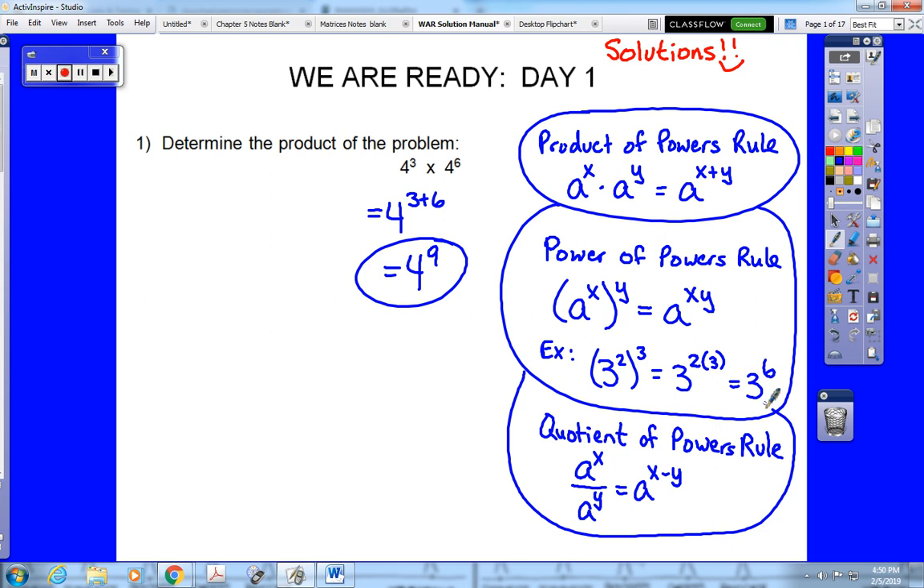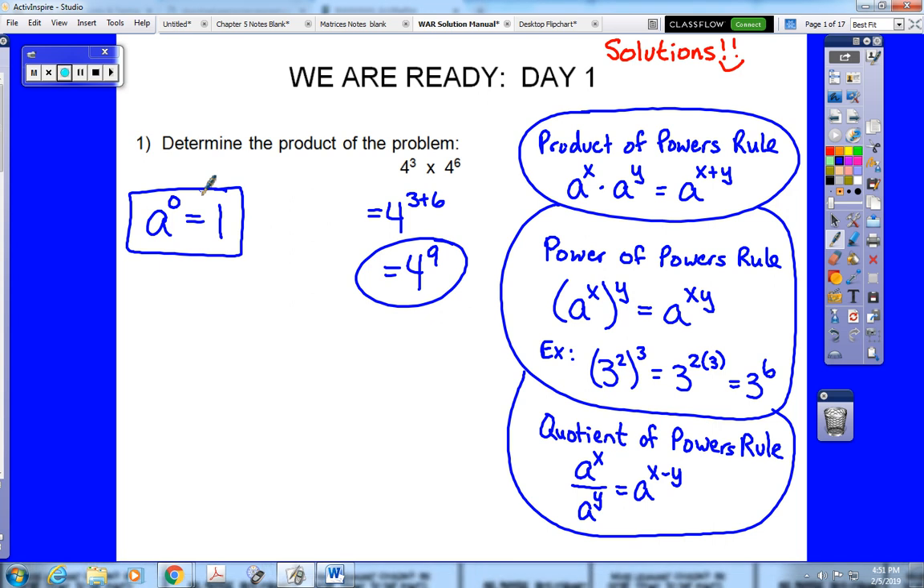They are not on the reference sheet. You are supposed to know them. Now, in addition to that, you should also know that anything raised to the 0 power is equal to 1. So if you don't know those things, you need to start working on remembering them. Moving on to number 2.